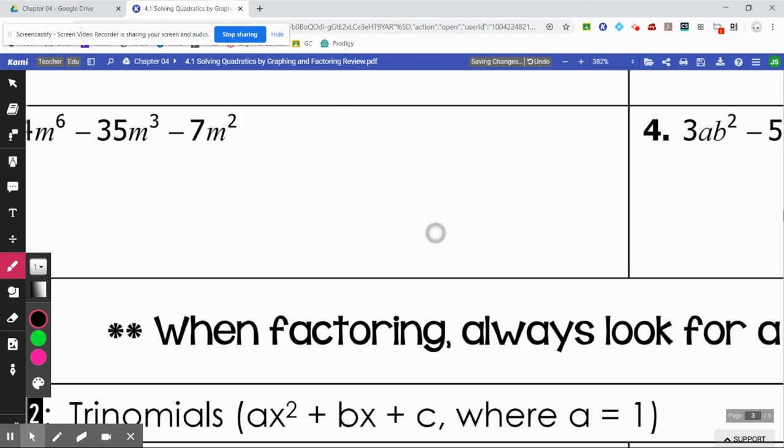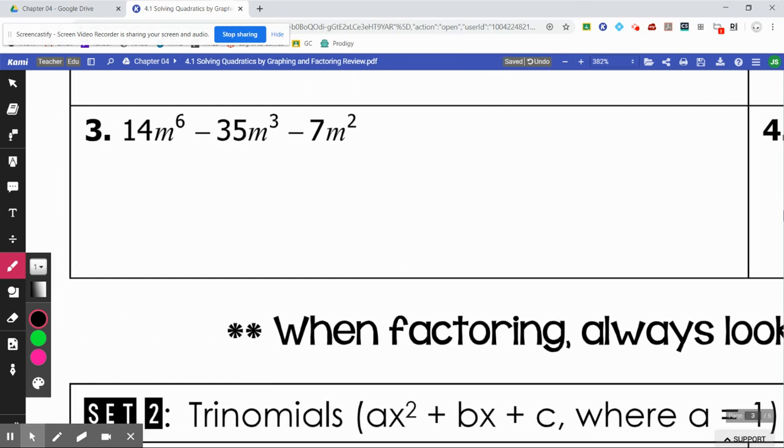Number 3. 14, 35, and 7. GCF is 7 between those. I have m's in common. Always take the lowest power to factor out. That'd be m squared. 7 times 2 gives you 14. I need 6 m's. 2 are on the outside. Put the other 4 on the inside. 7 times a negative 5 is a negative 35. I need 3 m's. 2 on the outside. 1 on the inside. 7 times a negative 1 gives you negative 7. I need 2 m's, and they're both on the outside.